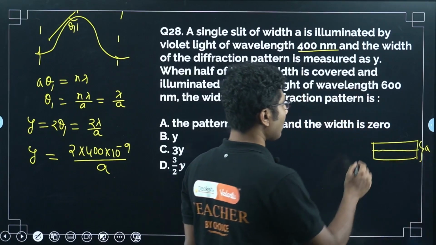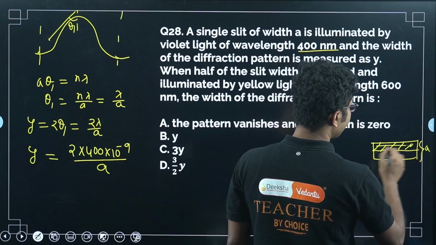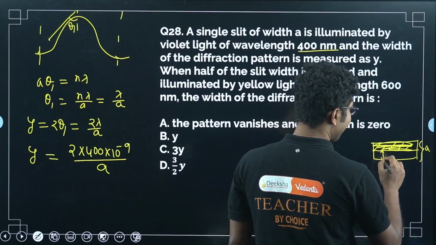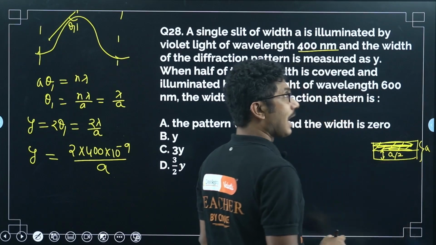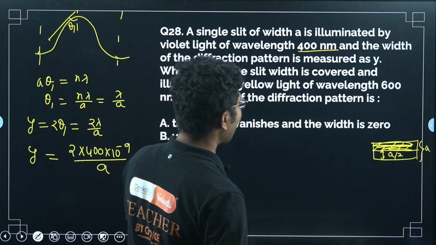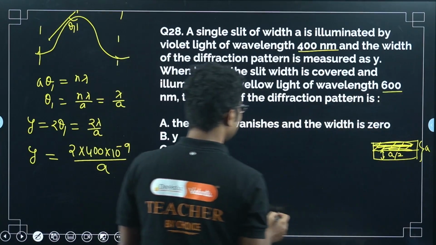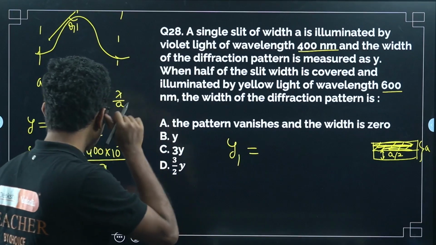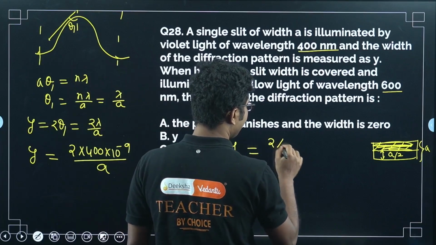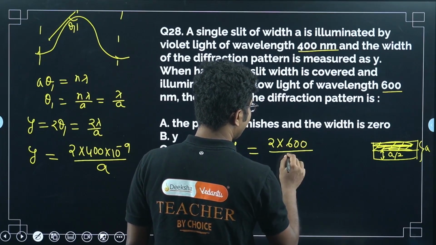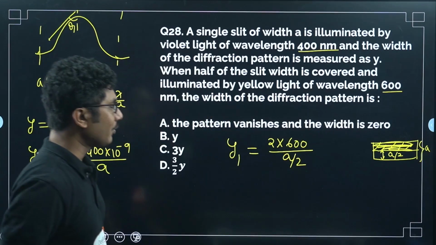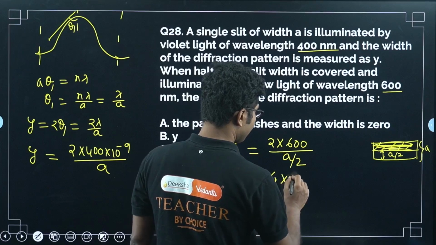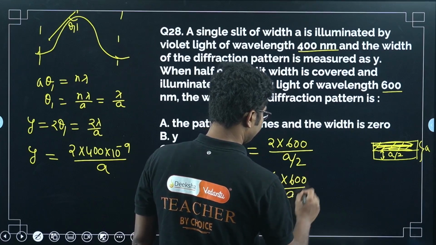Now they have covered half of that. Only half is open. What is the slit width left now? The slit width will be A by 2. And what light are they using now? They are using yellow light of wavelength 600. So the new width y1 equals 2 times 600 divided by A by 2. Why A by 2? Because the new width is A by 2. So it will be 4 times 600 by A.